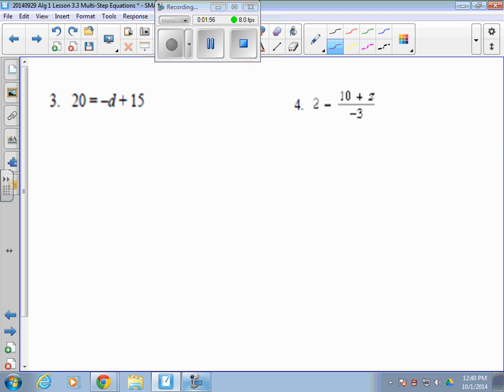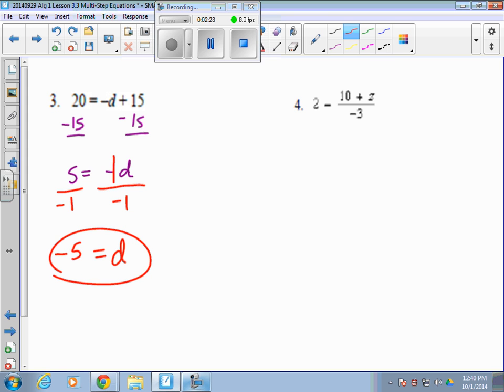Number 3 says 20 equals negative d plus 15. Again, undo addition and subtraction by subtracting 15. If you do it there, do it here. 20 minus 15 is 5 equals negative d. That's the same thing as negative 1 times d. So now that you undid the addition of 5, undo the multiplication of negative 1 by dividing by negative 1 on the right. If you do it on the right, divide by negative 1 on the left. A positive divided by negative, opposite signs, is always going to be negative, and 5 divided by 1 is 5.